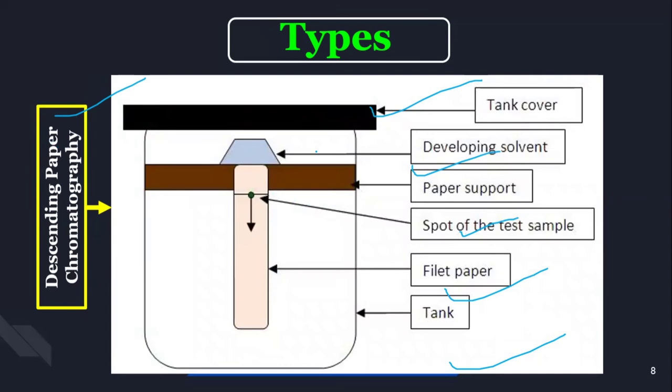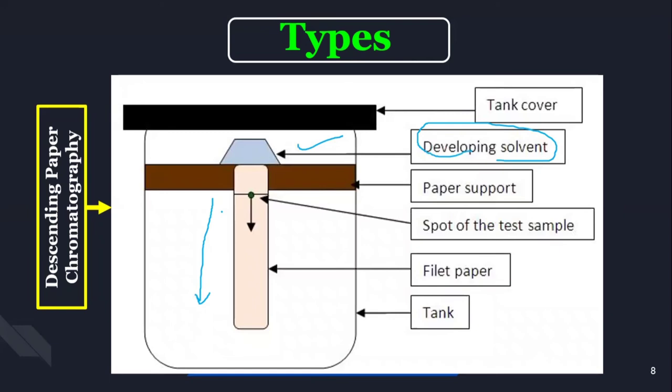So in ascending, what we did was, the developing solvent is present at the bottom. Whereas in descending paper chromatography, the developing solvent is present at the top of the chromatographic jar. So here the solvent is allowed to travel down the paper. The flow or run of the solvent is down the paper. This is exactly opposite of ascending paper chromatography. The mobile phase is kept in a trough located at the top of the chromatographic chamber, and it is allowed to descend over the chromatography paper. This is called descending paper chromatography.